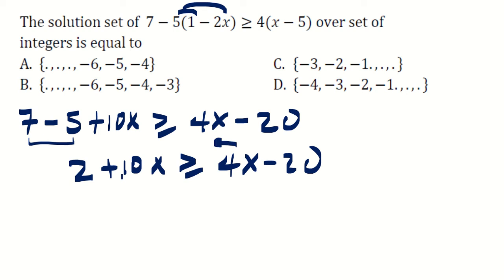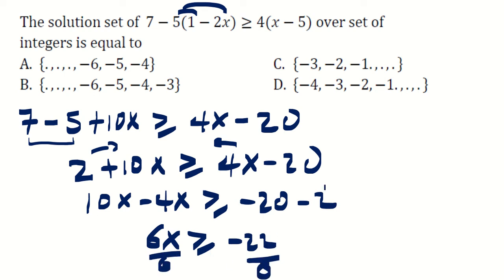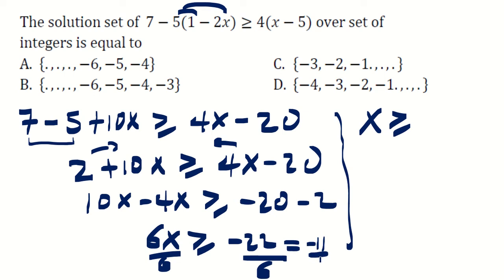And bring the 4x here and shift the 2 to the other side. So 10x minus 4x is greater or equal to negative 20 minus 2. Here the difference will be 6x. 6x is greater or equal to negative 22. Then divide by 6 on both sides. Therefore, x is greater or equal to negative 22 over 6. When you simplify, it will be negative 11 over 3. Negative 11 over 3 means approximately negative 3.6.